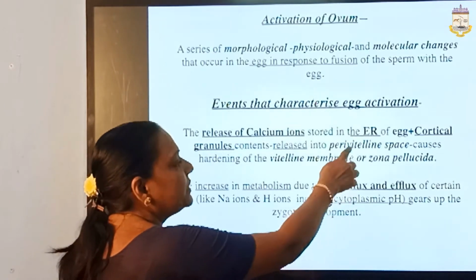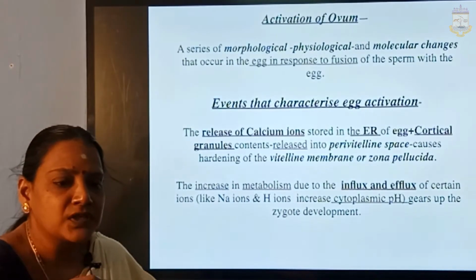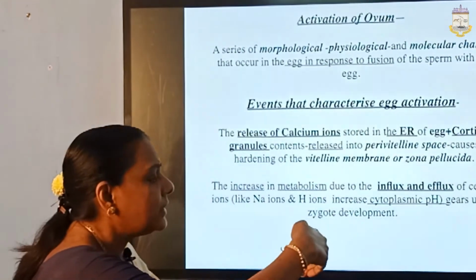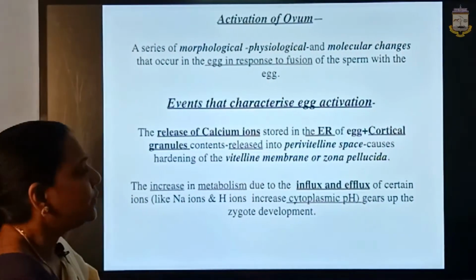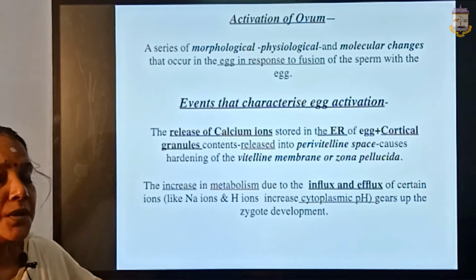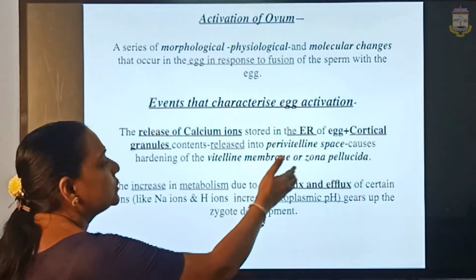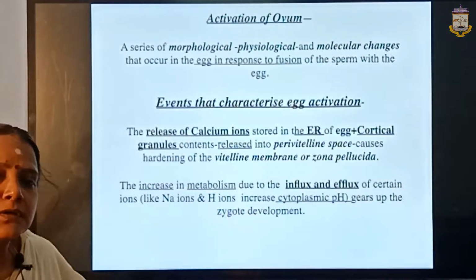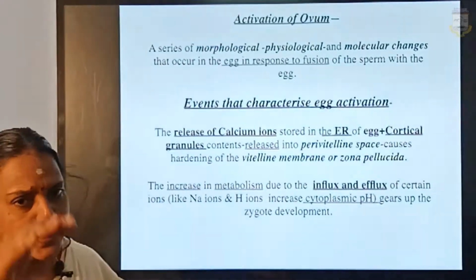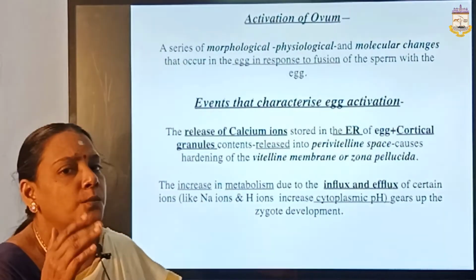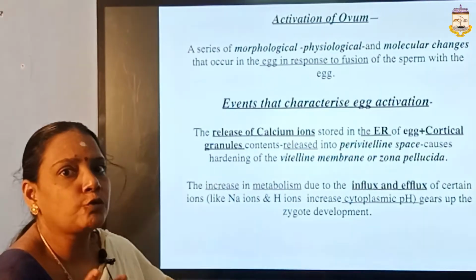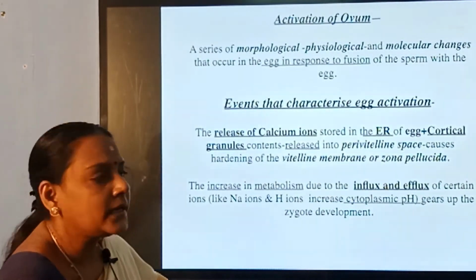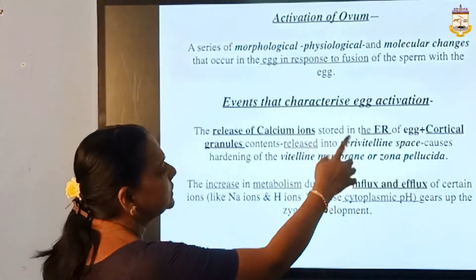What do you mean by the perivitelline space? It is the space between the vitelline membrane and the inner membrane. These two. Now we call it the perivitelline membrane, making the vitelline membrane hardened, or the zona pellucida hardened, so that further sperms are not allowed to enter inside, to prevent the polyembryonic condition. Otherwise you will be getting twins, triplets, quadruplets like that. To avoid that, this process is going on.